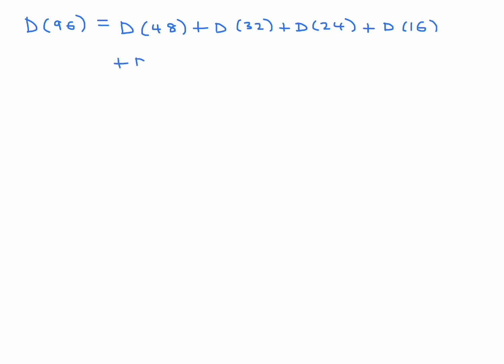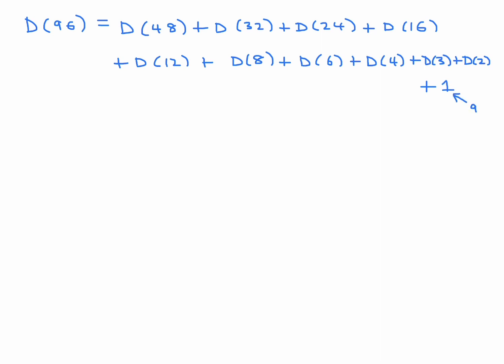plus D12, plus D8, plus D6, plus D4, plus D3, plus D2, and as previously mentioned, we have to add on a 1 at the end because that represents the representation of 96 when we have just one number. All right, so here we go. Some of these we already know, right?